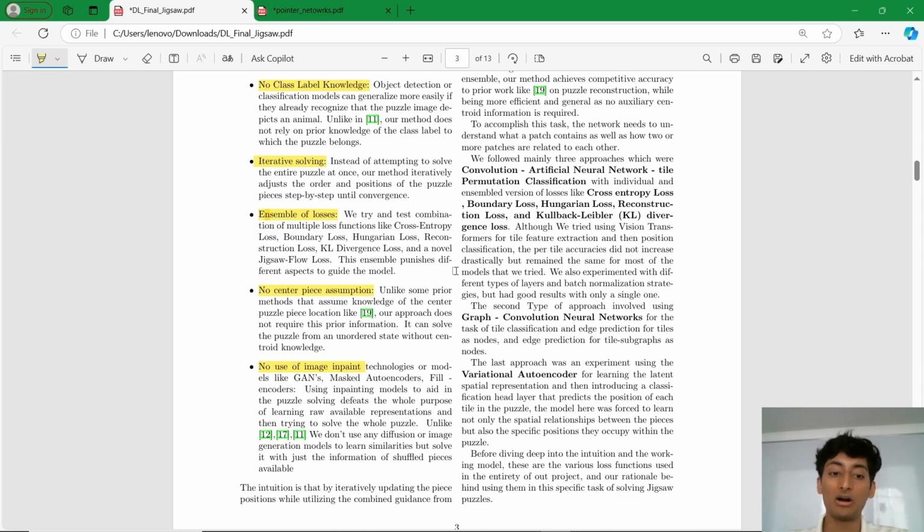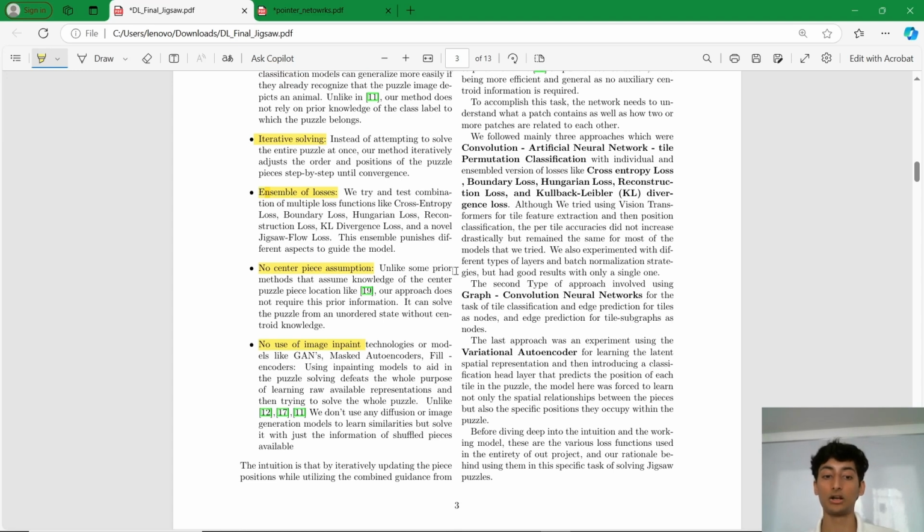Also, unlike Pomard et al., we make no centerpiece assumption. Unlike some prior methods that assume knowledge of the center puzzle piece location, our approach does not require this prior information, because it would act like a guidance prior to the model and again make things trivial, since we want our model to learn the features and the representations. So if it can solve the puzzle from an unordered state without central knowledge, the model would be more robust in a sense.